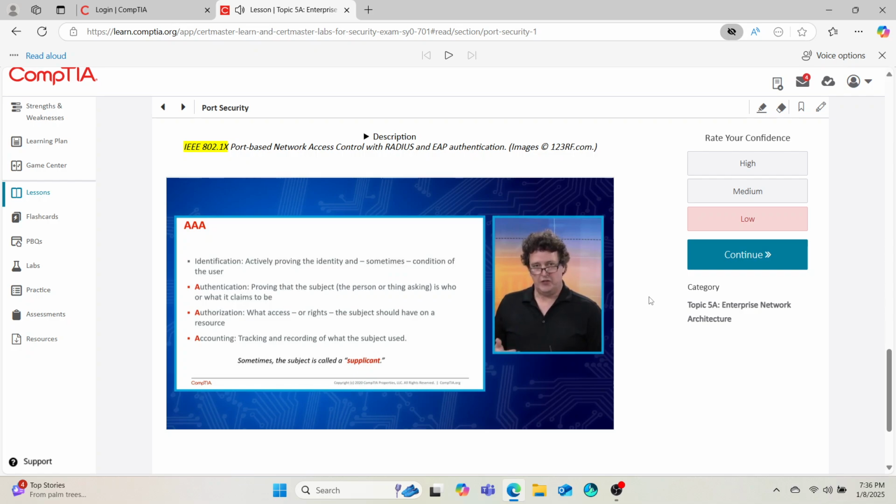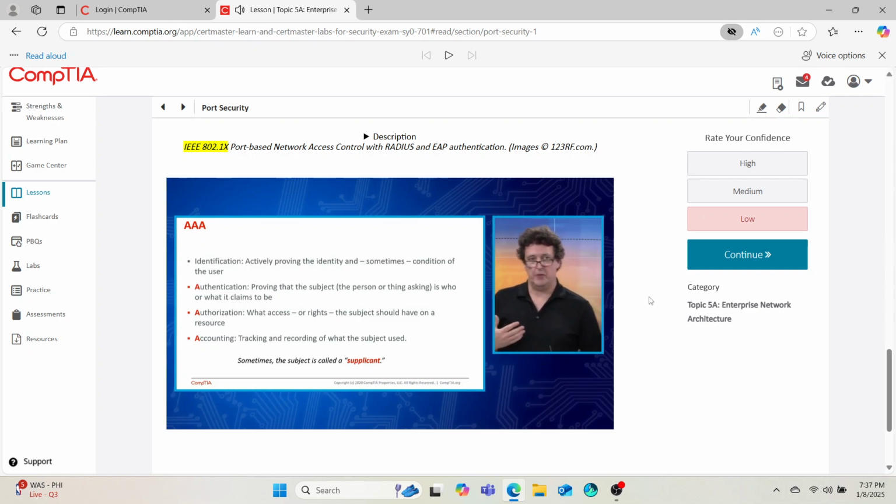So identification is simply where you are actively proving the identity of some sort of process or a person, and even the condition of the user. You could call that user a supplicant. You could call that user a subject. But the whole idea is to figure out actively how to identify something. And that's much more than just defining a username and then logging it when that person logs in. It's much more sophisticated. So with authentication, it's the whole idea that you're really proving what the subject or the person or thing asking really is.